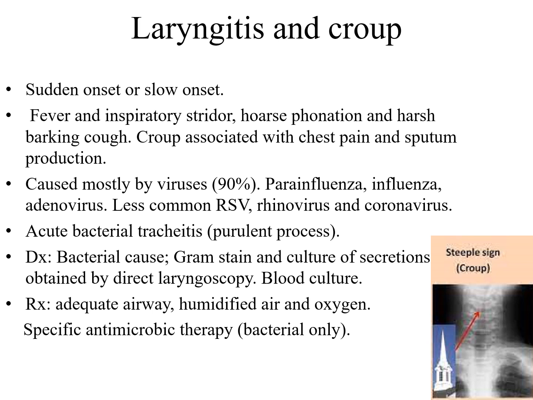Also, influenza and adenovirus can cause laryngitis or croup to a lesser extent. Respiratory syncytial virus, rhinovirus, and coronaviruses can all cause it, but it is mostly caused by parainfluenza virus. We can see also acute bacterial tracheitis, infection of the trachea, and there is purulent pus. Diagnosis, bacterial cause: we're going to do gram staining and culture of the secretions obtained by direct laryngoscopy, and we can also take a blood sample for blood culture.